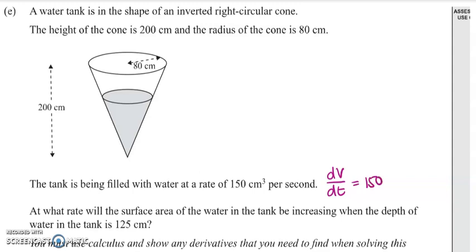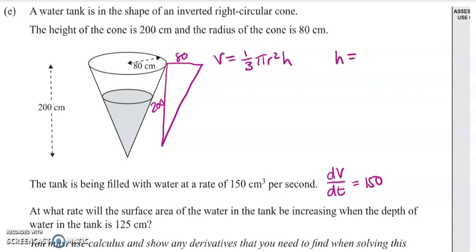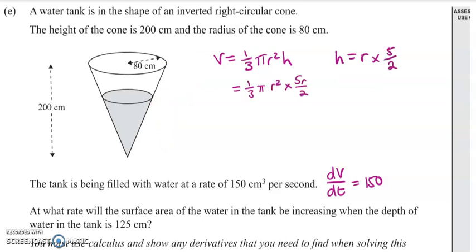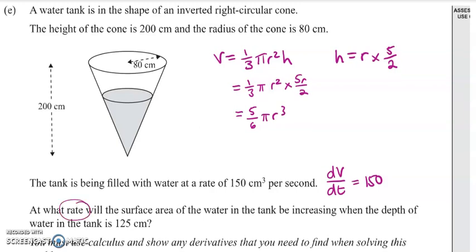We've got a cone. We're going to need to know the volume of that cone. So volume is 1/3 pi r squared h for a cone. We also have a link between r and h with the similar triangles that go on, where we've got this 200 to 80 relationship. So h will be equal to the radius multiplied by 5/2, which means we can put that into our volume equation and eliminate h, and then we get that our volume will be 5/6 pi r cubed.